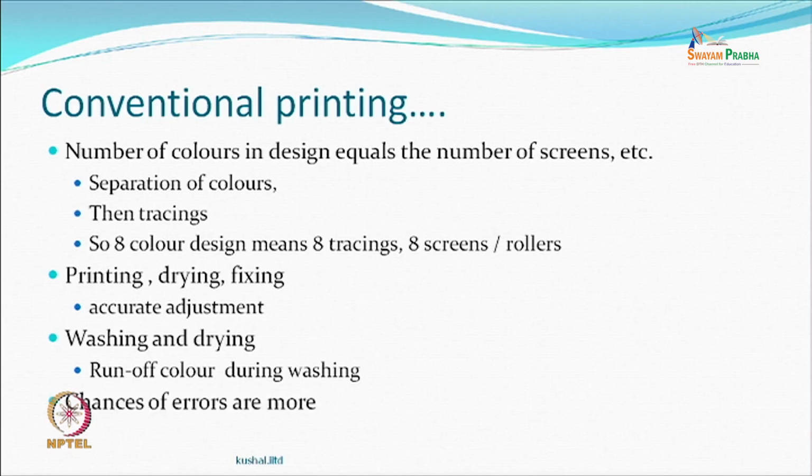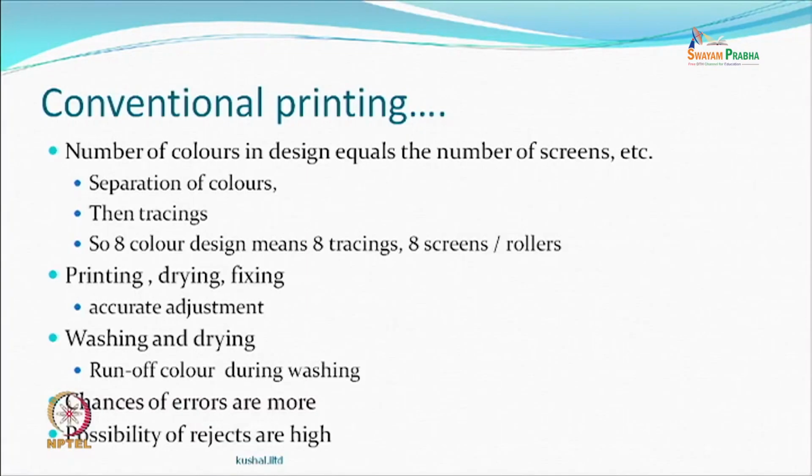So there are chances of errors in almost every step that you make, because errors only get added. There is nothing called a subtraction of errors, and therefore it becomes a more and more complex and difficult process. And if you make an error, the rejects will be high, and that is the conventional printing for you, which has been in vogue and being used every day. So this becomes an interesting part.